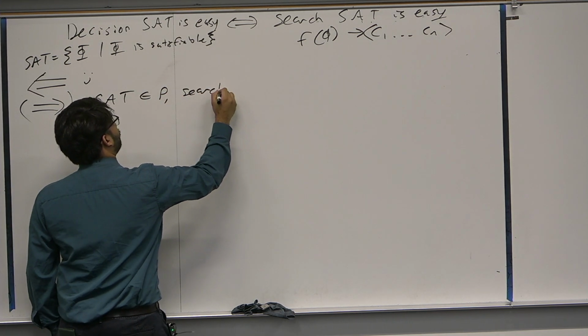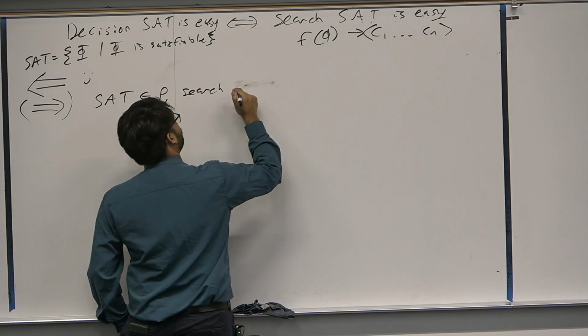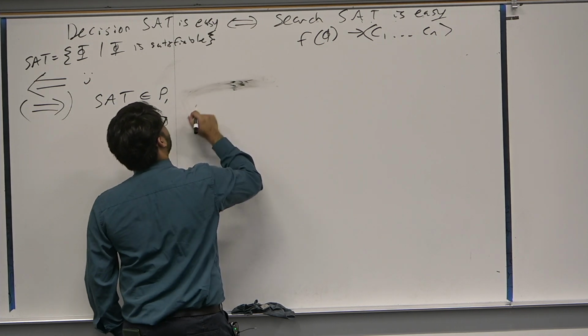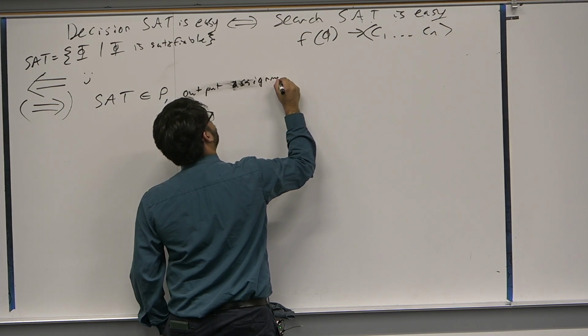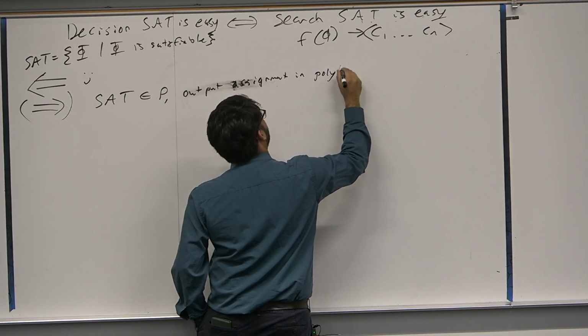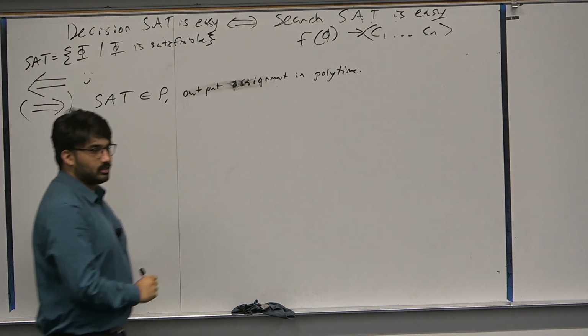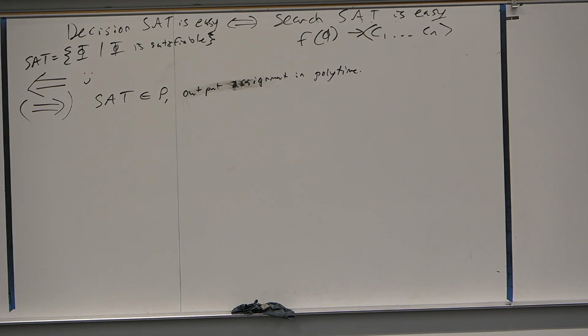search SAT, you can actually output the solution in polynomial time. I claim that can be done. Why? But there's exponentially many of them. There's two words I'm looking for. The construction here is a bit creative. The two words are binary search.